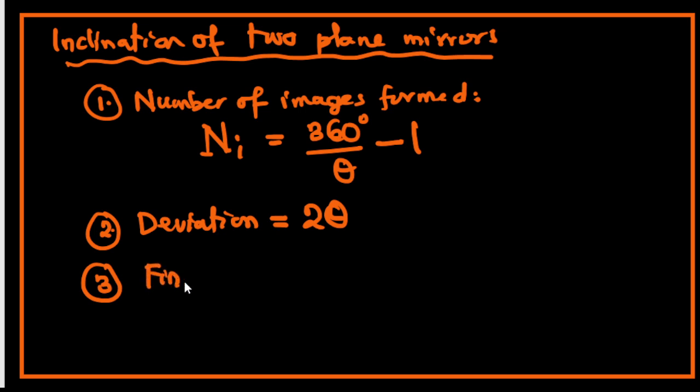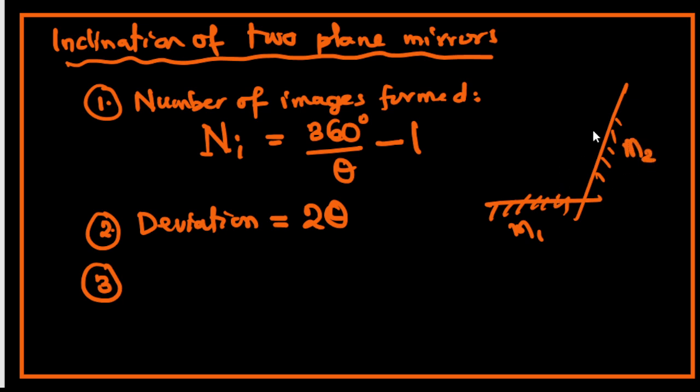Final reflection, or let me put it this way. If this is a mirror here and this is another mirror, say this is mirror M1 and this is mirror M2. An incidence on mirror M1 always produces a reflection which automatically becomes an incidence to mirror M2.